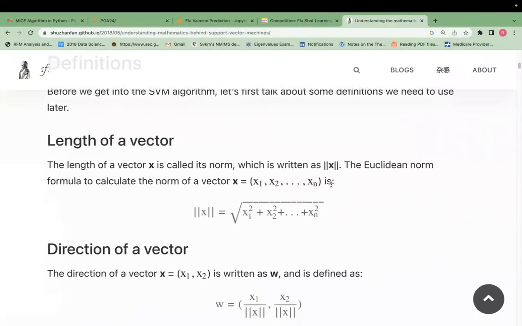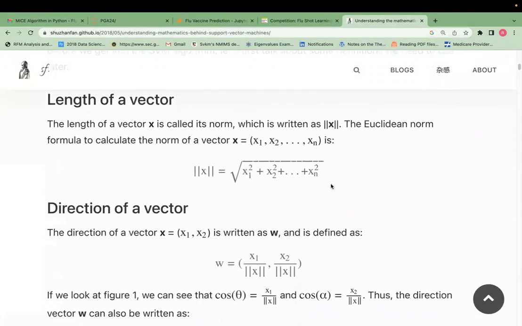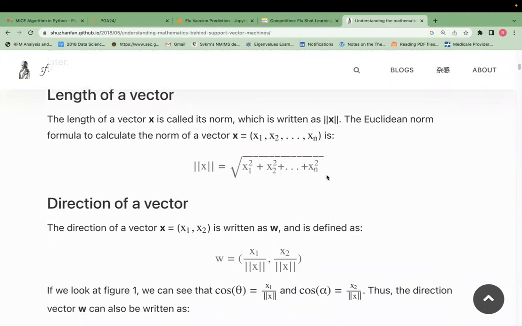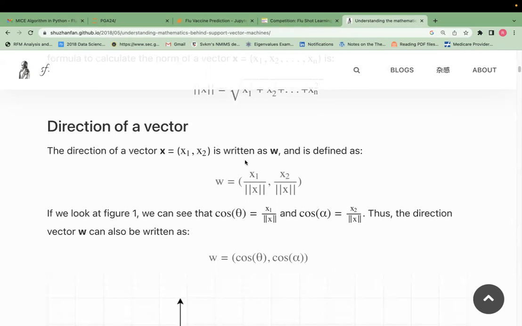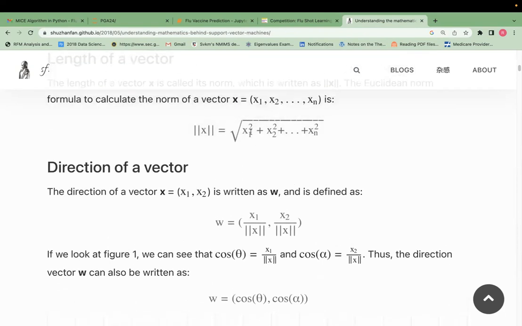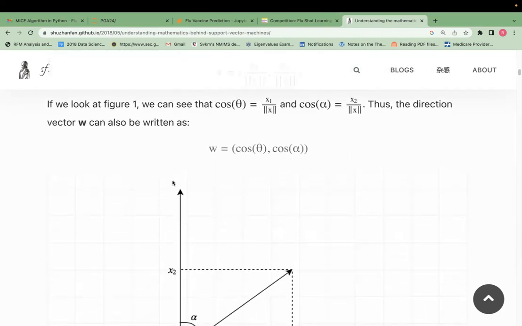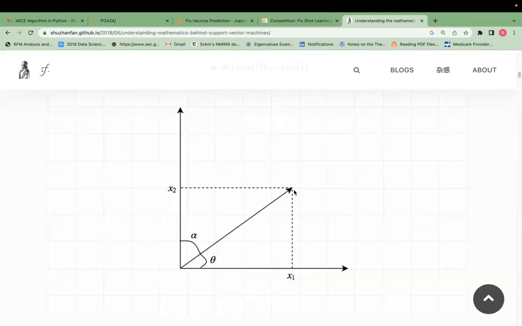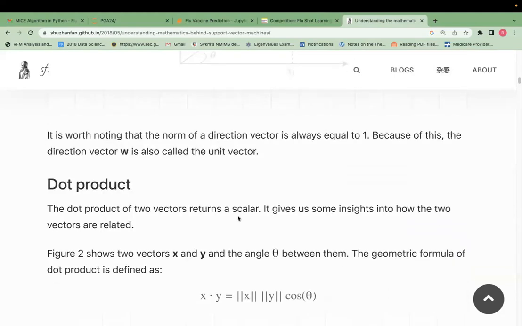So the magnitude or length of a vector is written like this. The formula is the square root of x1 square plus x2 square till xn square. The direction of vector x, with components x1, x2, is written as w and is defined as w equal to x1 by magnitude of x, x2 divided by magnitude of x. The formula for magnitude of x is the square root of x1 square plus x2 square plus till xn square. The direction can also be written as cos theta, cos alpha, where alpha and theta are the angles for the vector. And then we have the dot product.